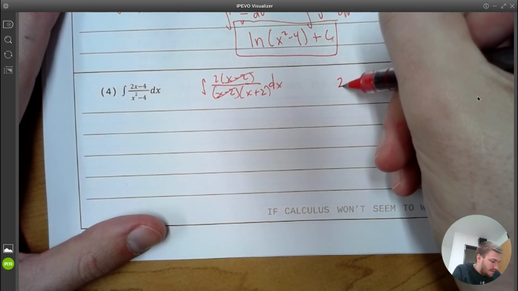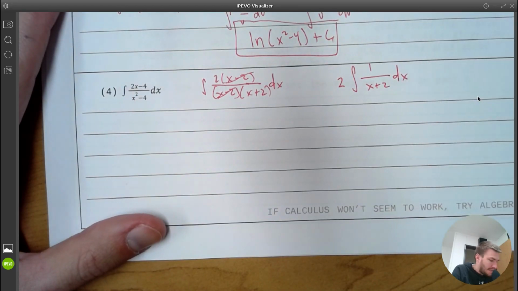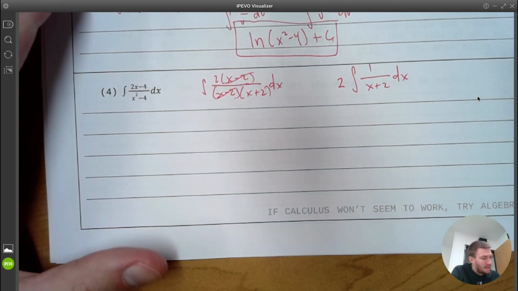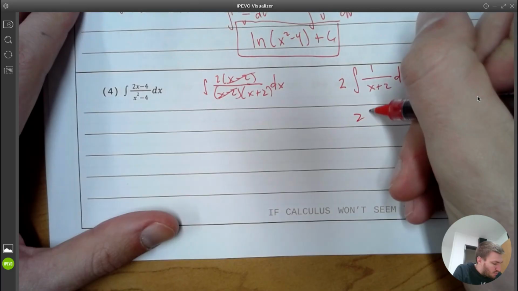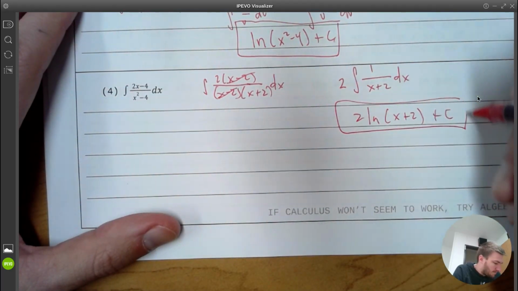And so I can write this as 2 integral 1 over x plus 2 dx. And I could do a u substitution, but 2 natural log x plus 2 plus c.